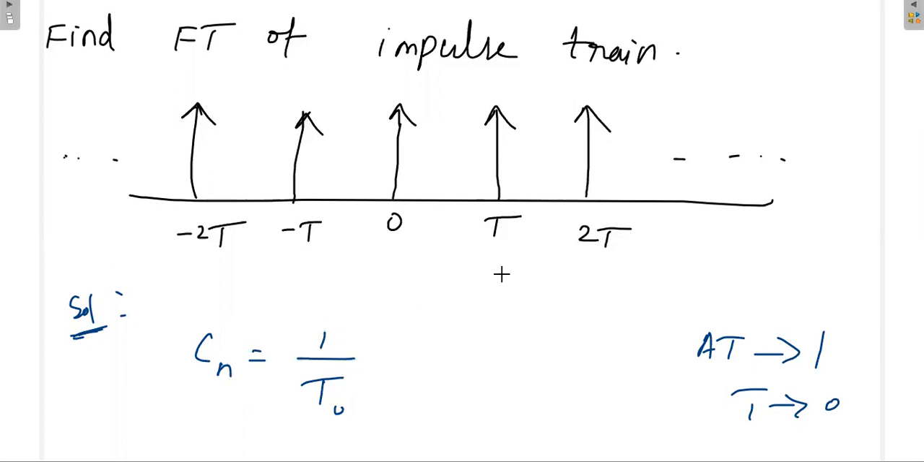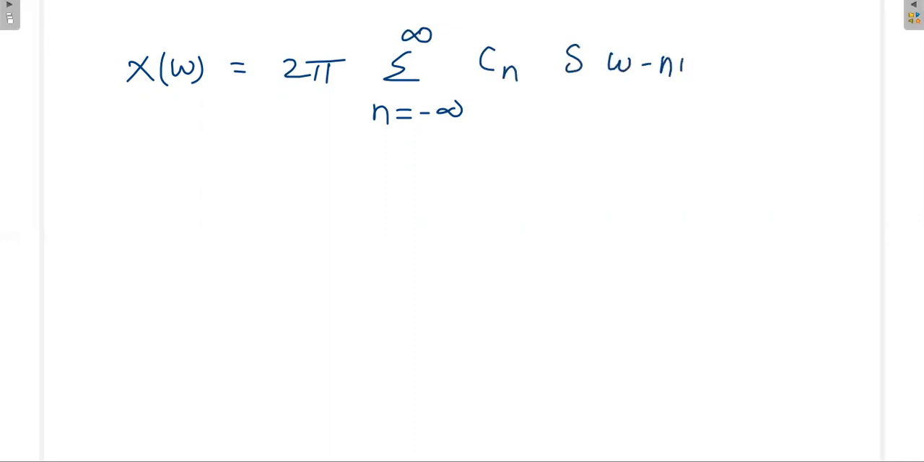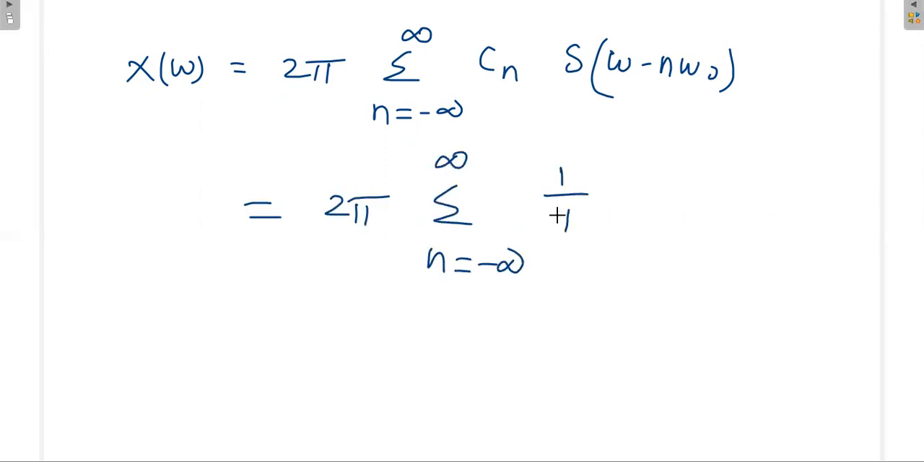Then what is the Fourier transform for this pulse train? The Fourier transform formula for a periodic signal is X(ω) equal to 2π summation n from minus infinity to plus infinity Cn δ(ω minus nω₀). So 2π summation n from minus infinity to plus infinity (1/T₀) δ(ω minus nω₀). Okay, so this is the Fourier transform of the impulse train.